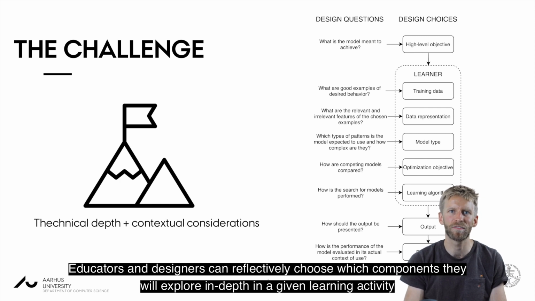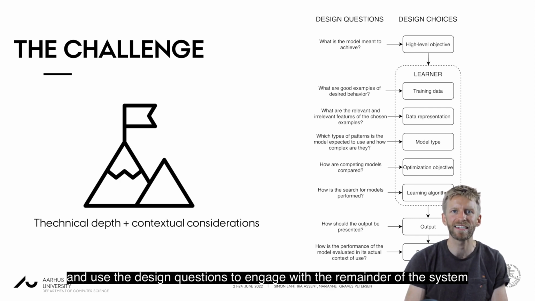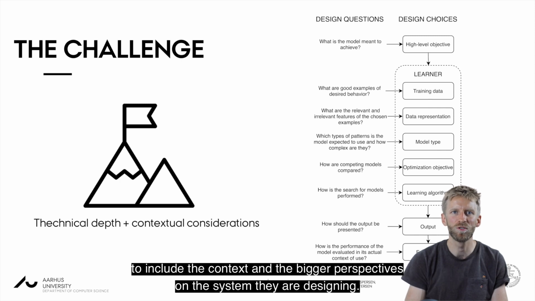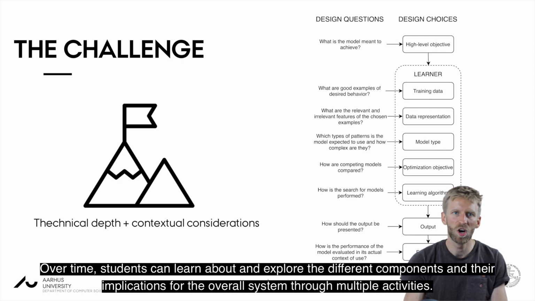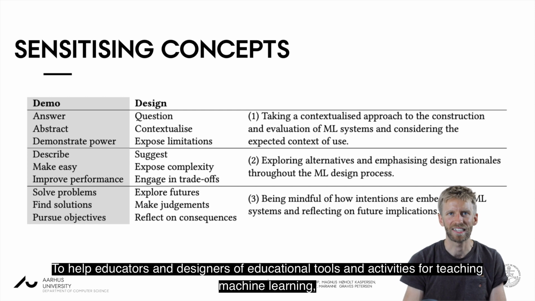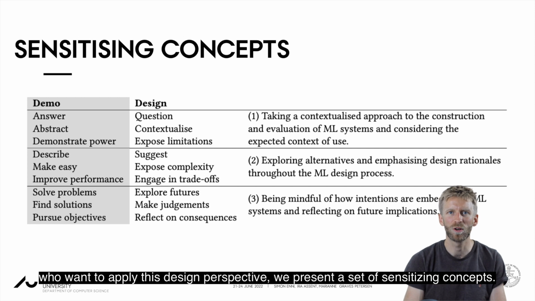Educators and designers can reflectively choose which components they will explore in depth in a given learning activity, and use the design questions to engage with the remainder of the system, to include the context and the bigger perspectives on the systems they are designing. Over time, students can learn about and explore the different components and the implications for the overall systems through multiple activities. To help educators and designers of educational tools and activities for teaching machine learning who want to apply this design perspective, we present a set of sensitizing concepts.